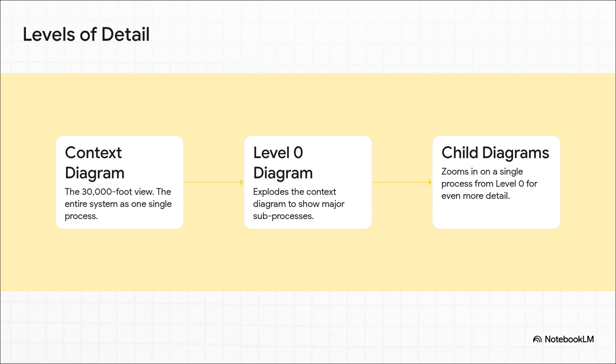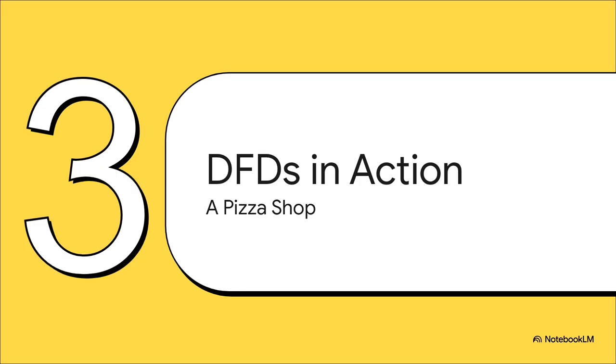It honestly works just like zooming in on a map app. You start with what's called the context diagram. That's like the whole country view, where your entire system is just one big box. Then you explode that box into a level 0 diagram. Now you're at the state view, seeing the main functions inside. And from there, you can zoom in even further to a child diagram, which is like the city view for super specific details. All right, enough theory.